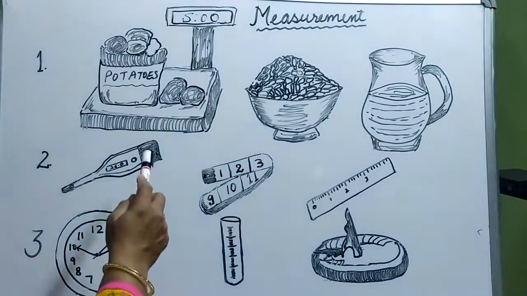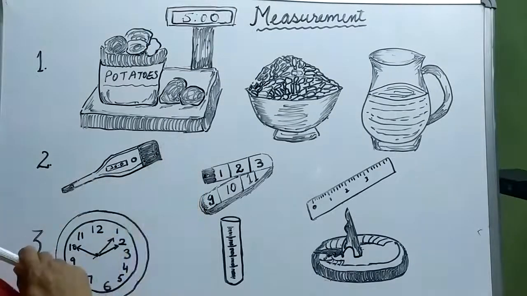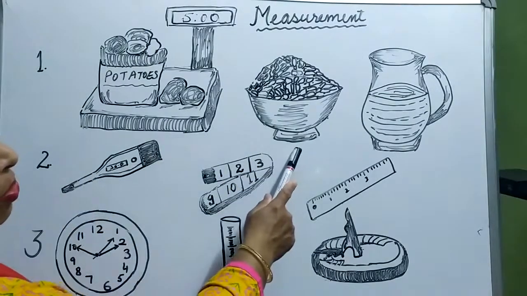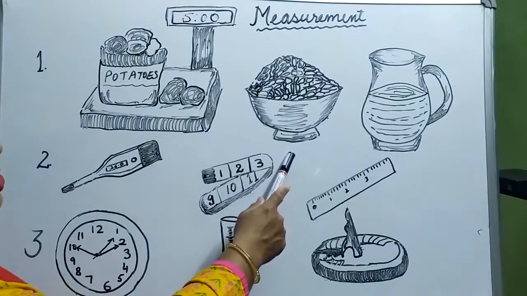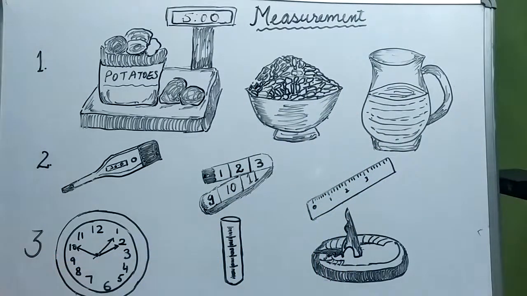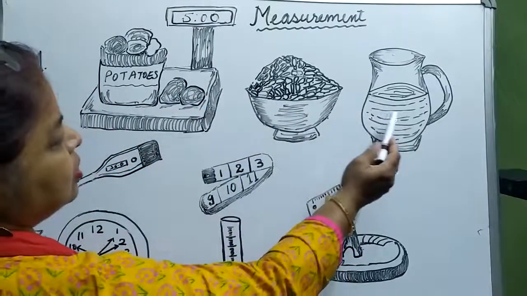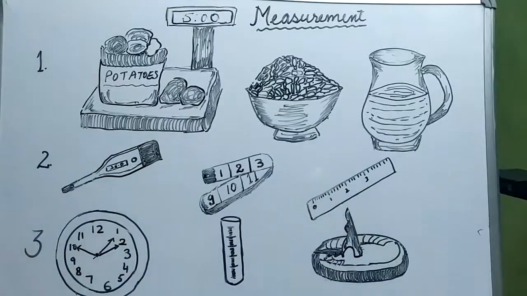See here, first one. In this, the potatoes are being measured. This is a bowl filled with rice, and this is a jug filled with water. Now, what do you think? Out of these three pictures, which one is the odd one out?